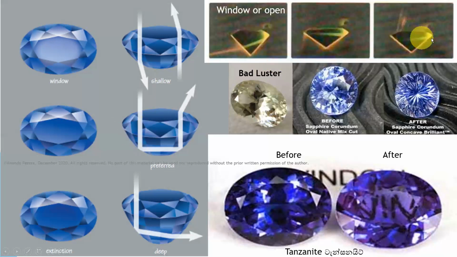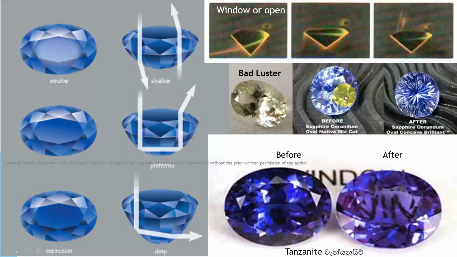Now here, see all our windows. See this stone. This side, darker, bad luster. And here, see the difference. There are two parts in the same stone. Now look at here, tanzanite. Before recutting, it works like this. After recutting, it is this. So the better one is this. This has no luster here.